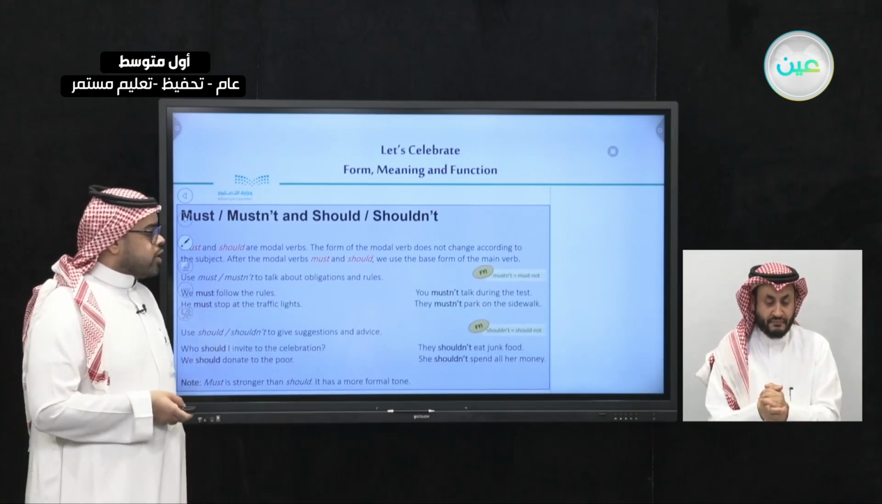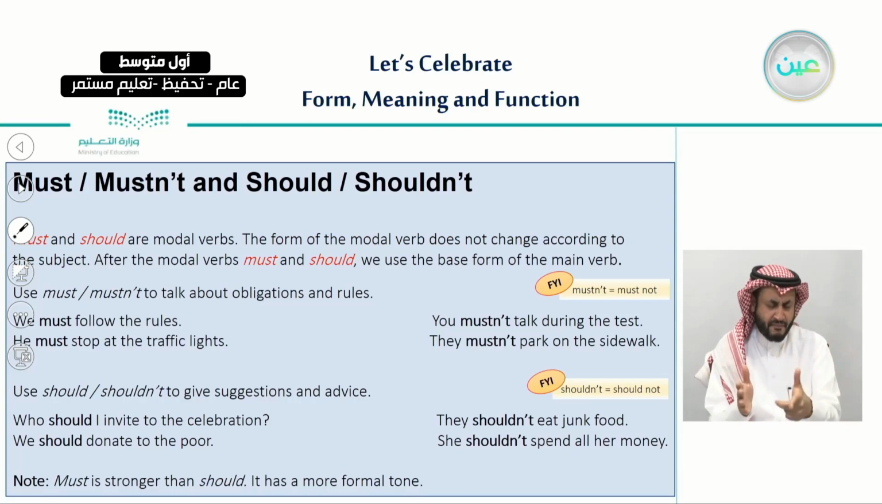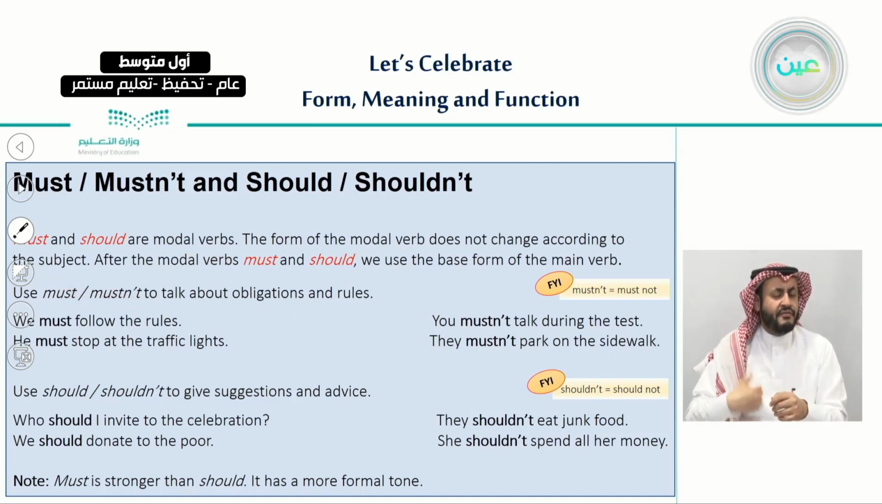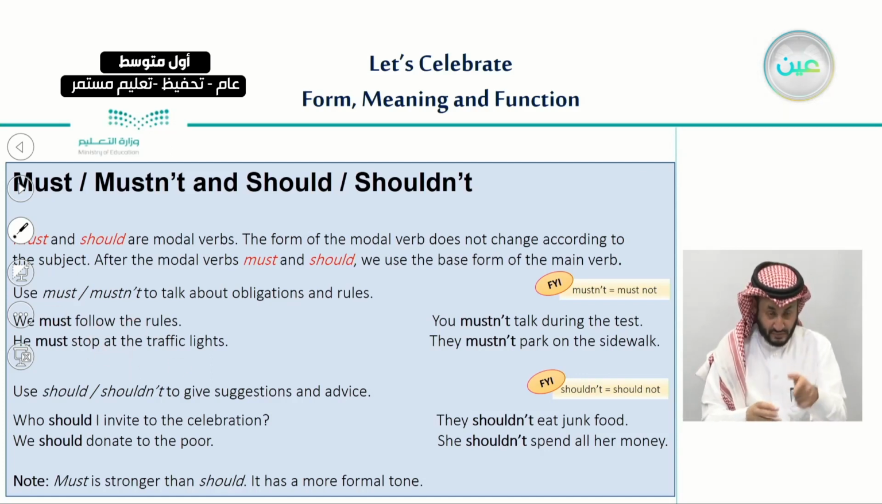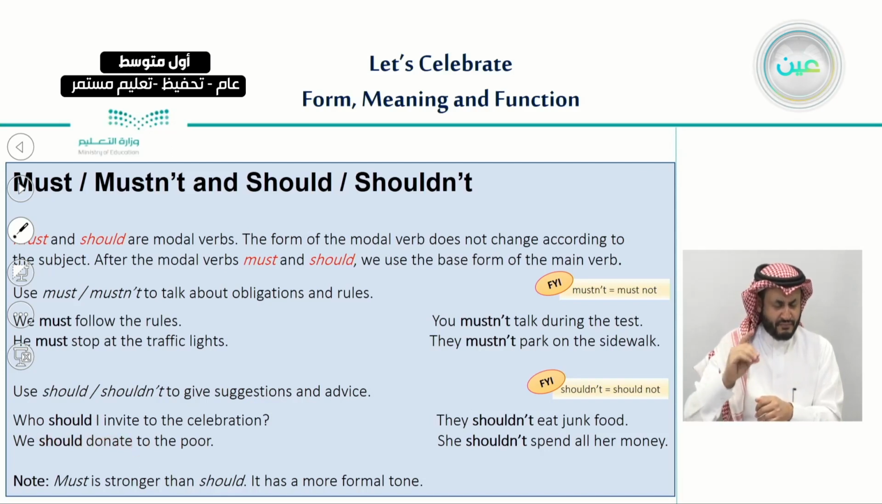So this is to sum it up. Again, must and should, we call them modal verbs, and we use must or mustn't to talk about obligations and rules. For example, we must follow the rules, he must stop at the traffic light, or when we say you mustn't talk during the test, or they mustn't park on the sidewalk. Also, we use should or shouldn't to give suggestions and advice. For example, who should I invite, or we should donate to the poor. And as we said, these are the differences between them.